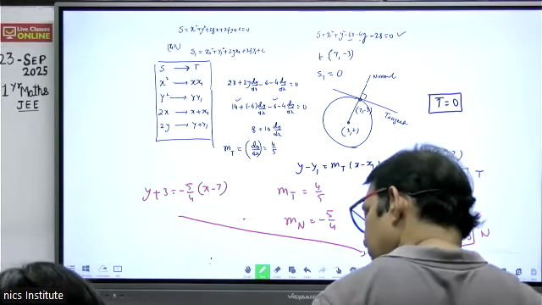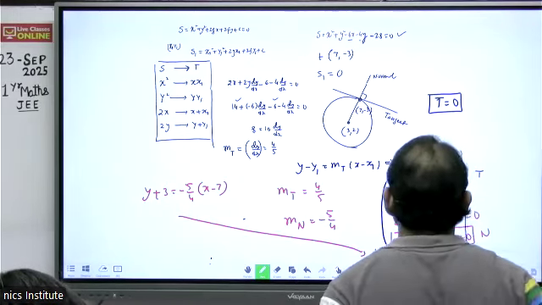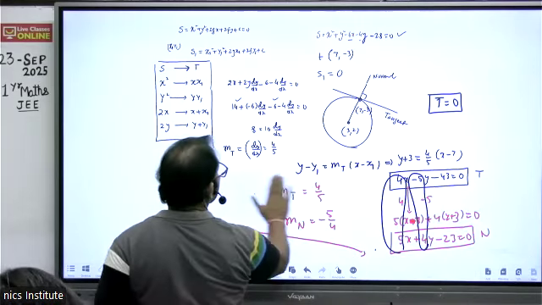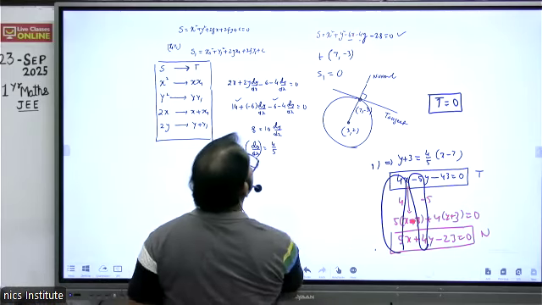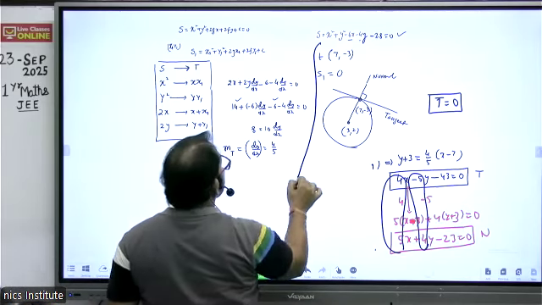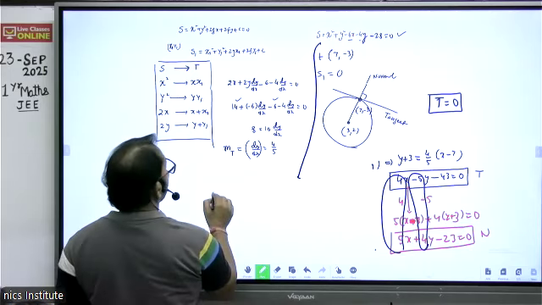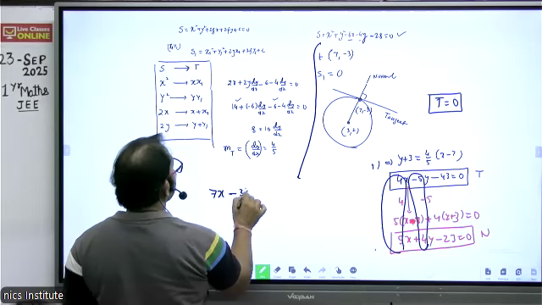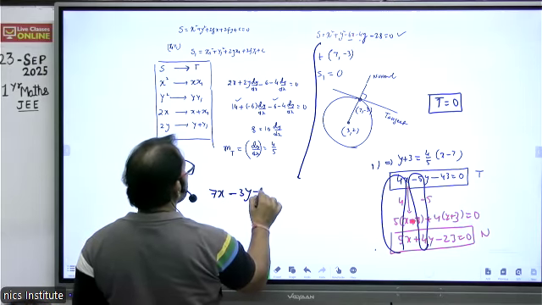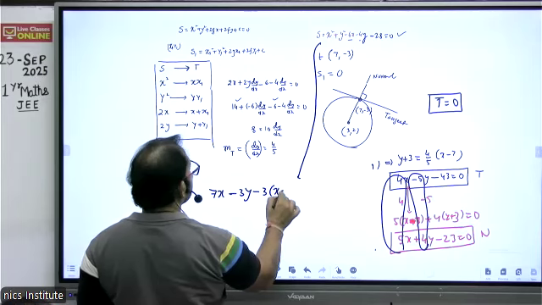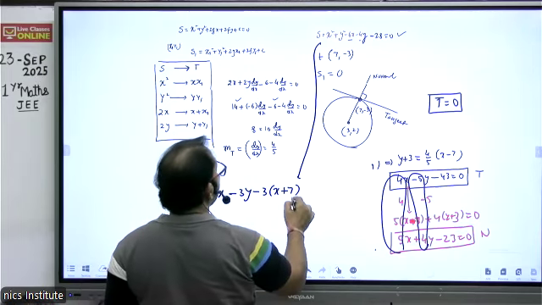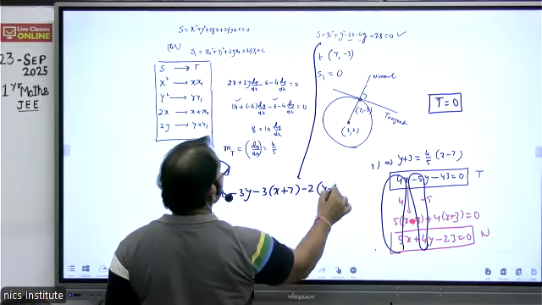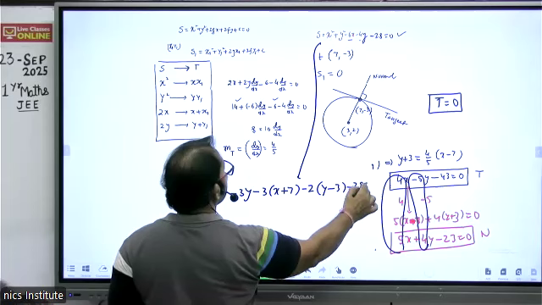ठीक है. वही आंसर आएगा. So if you choose shortcut method, the shortcut method we have the equation replacing x square by xx1, 7x, y square by yy1, minus 3y. 6x you write as 3 into 2x. 2x you replace by x plus x1. Minus 4y you replace by 2 into 2y. 2y is y plus y1. Minus 28 is equal to 0.